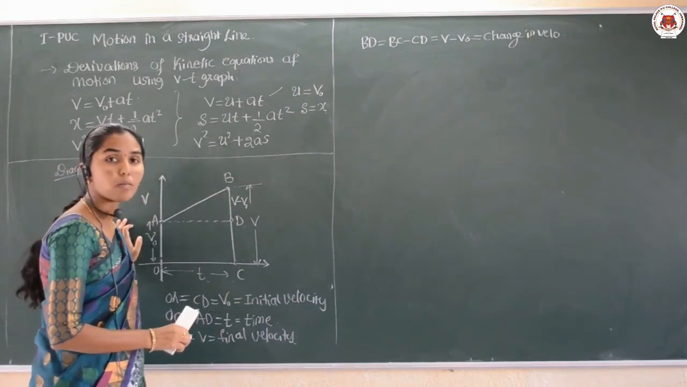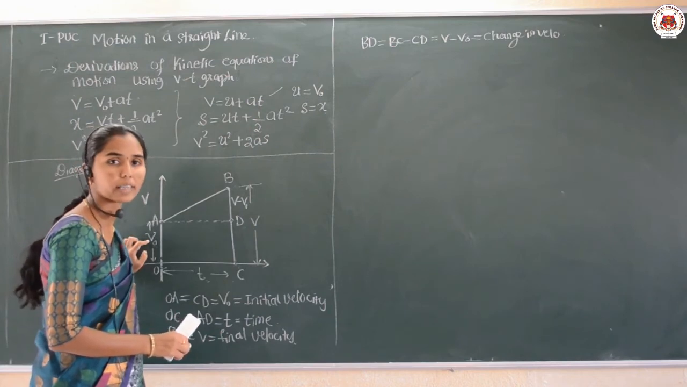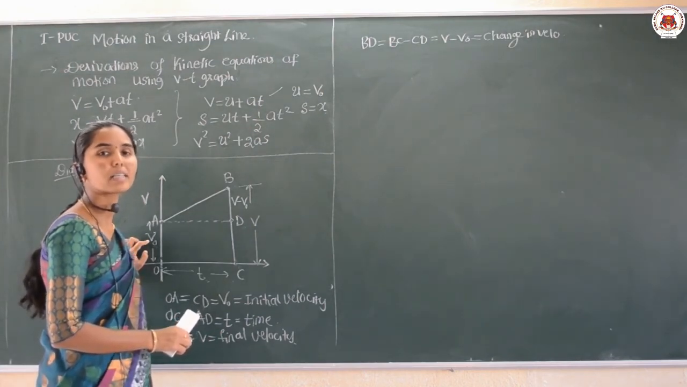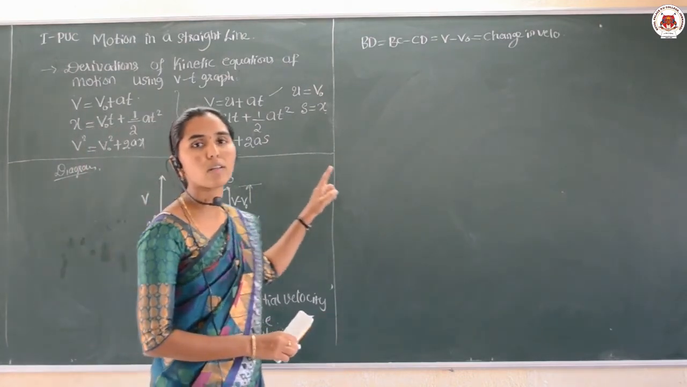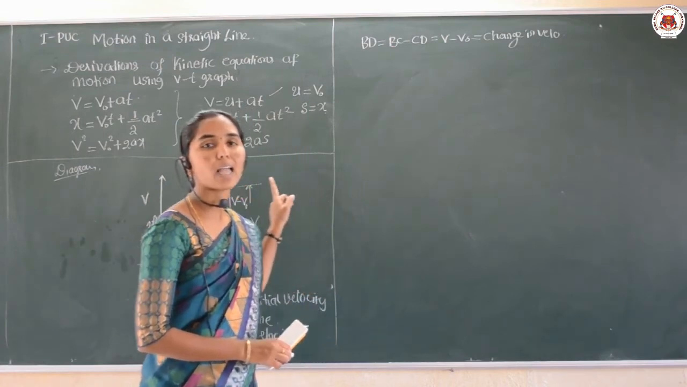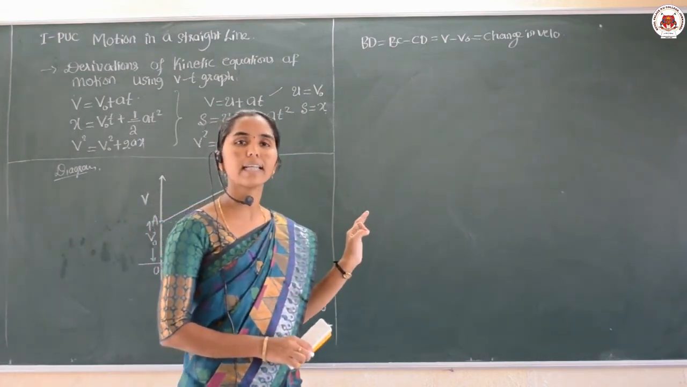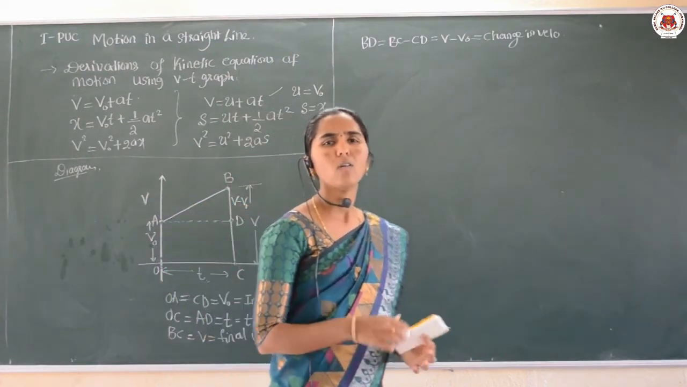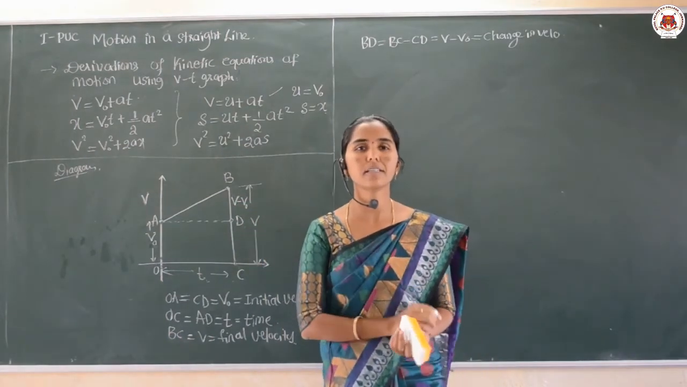Consider an object moving with the initial velocity V naught, which reaches a final velocity V in a time interval T with a uniform acceleration A. This much only you have to mention. So it is a very simple statement for the consideration.